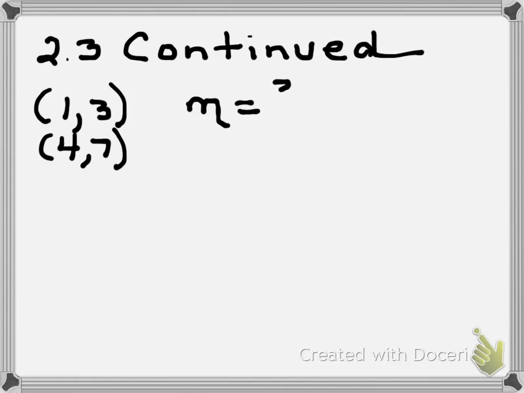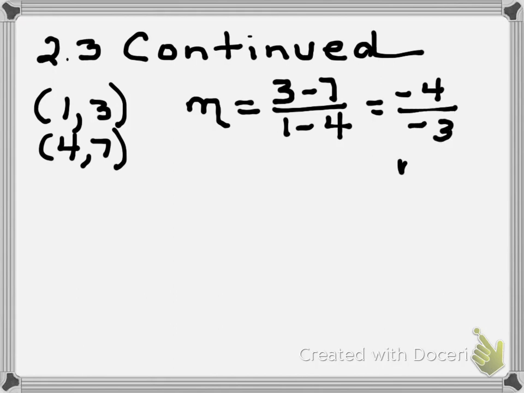So I'm going to do the change in y, 3 minus 7, over 1 minus 4. And I like to put the 2 points underneath each other because then you're lining up the y's and you're lining up the x's and not mixing them up. So 3 minus 7 is negative 4, 1 minus 4 is negative 3, and we're getting a slope of positive 4/3. Negative divided by negative is a positive.